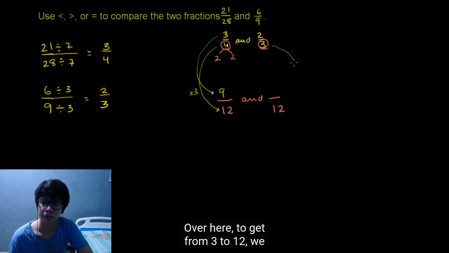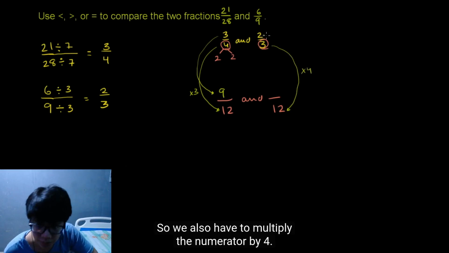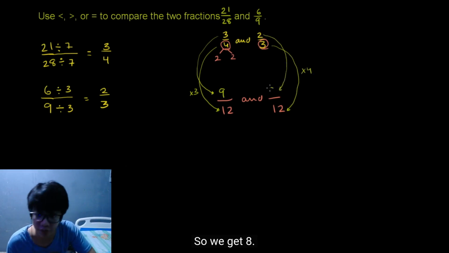Over here, to get from 3 to 12, we have to multiply the denominator by 4. So we also have to multiply the numerator by 4. So 2 times 4, we get 8.